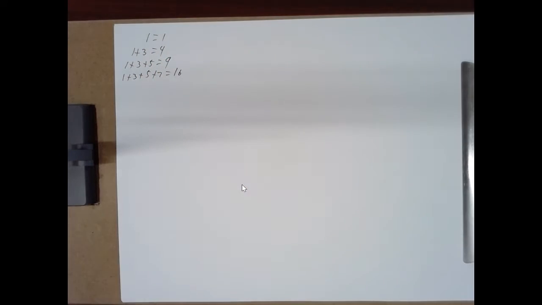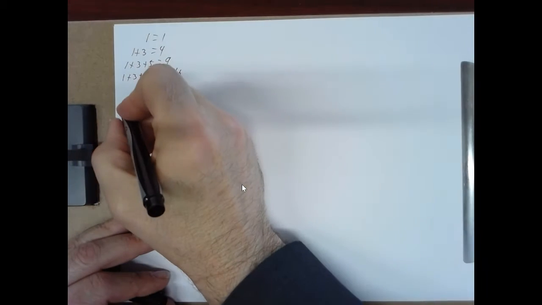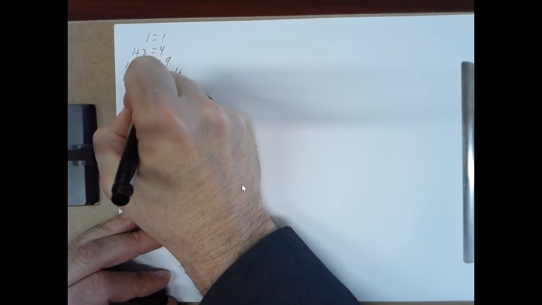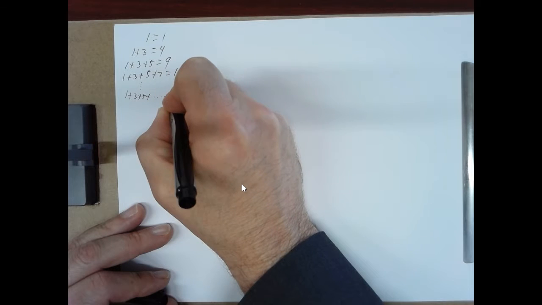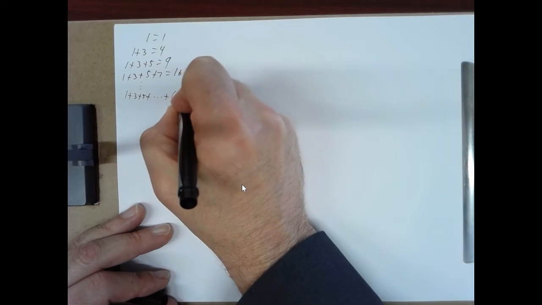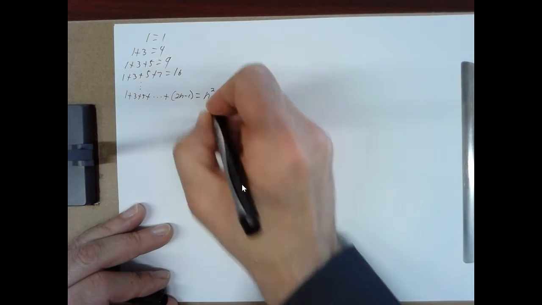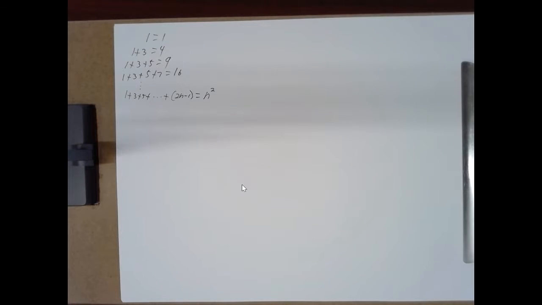So if we add consecutive odd integers, we get 1, 4, 9, 16, 25, 36. We get squares. So let's make a theorem, hypothesis, that if we add the odd numbers up to 2n minus 1, we get n squared.